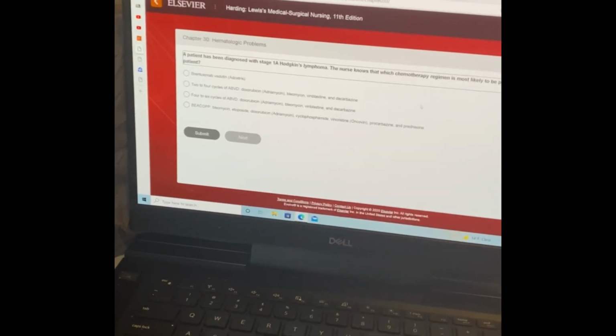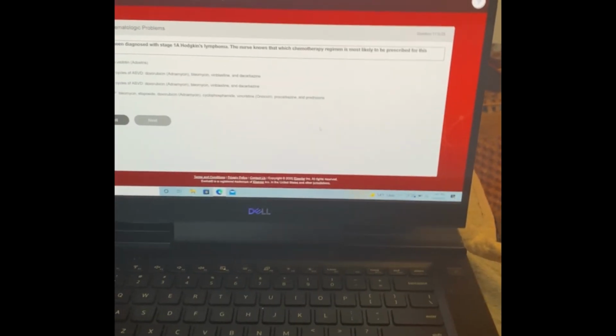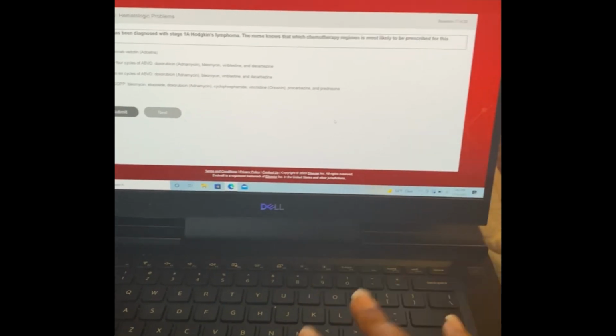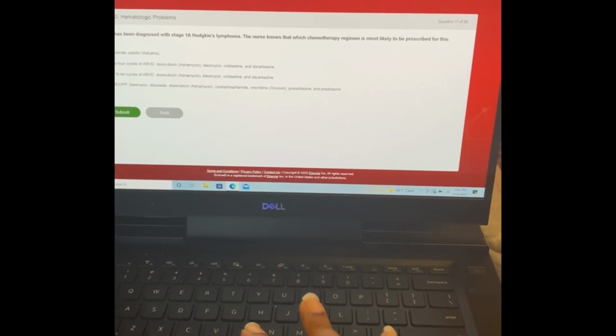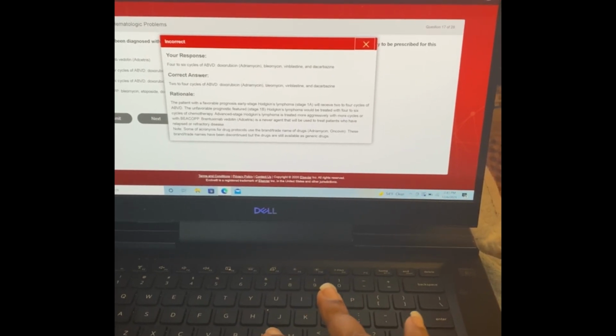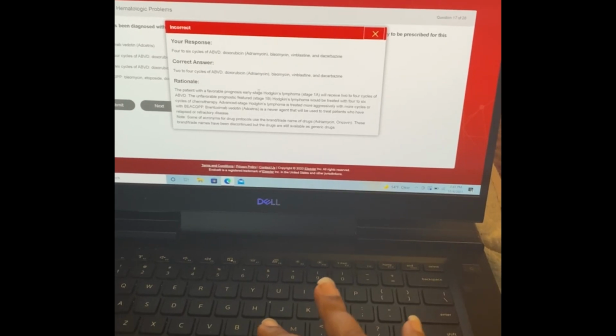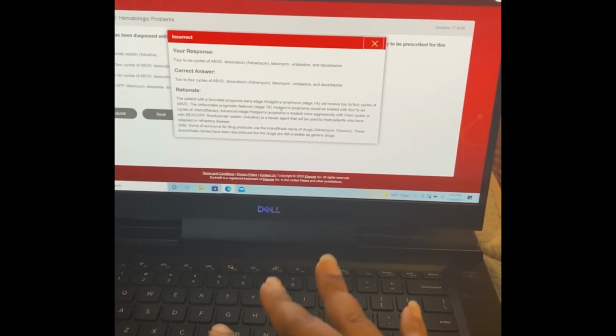So for me, cycles. I'm gonna just go with this. I don't know. Which one do you want to go with? Okay, 4 to 6 cycles. So the answer is 2 to 4 cycles. The patient is favorable. So you would have to know about the regimen, which my teacher doesn't care about.